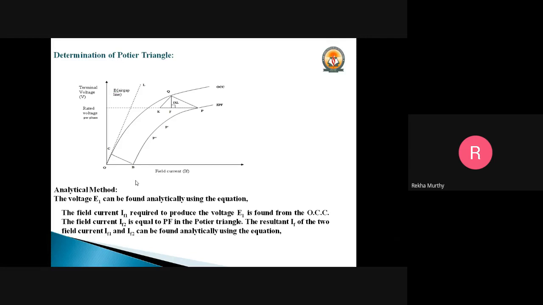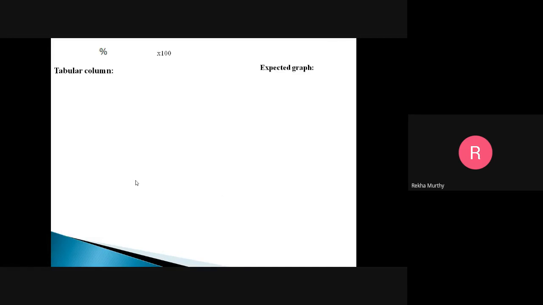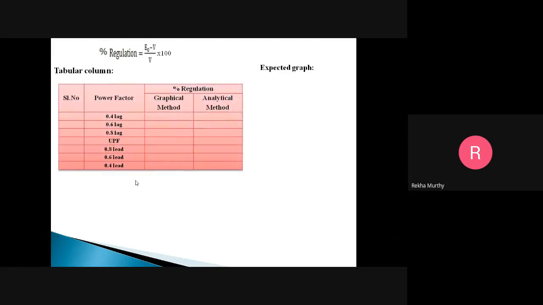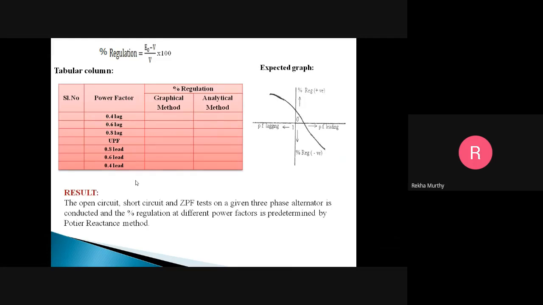So here this is the analytical method which you have to make use of. That is, we have to find out E1. E1 will be equal to the square root of (V cos phi plus IARA) whole squared plus (V sin phi plus or minus I XL) whole squared. Once you get this value, we have to find out the corresponding value of the field current. Then only we can solve the percentage regulation, that is E naught minus V divided by V into 100. So this will be the expected graph when you solve for the different values of the power factors.